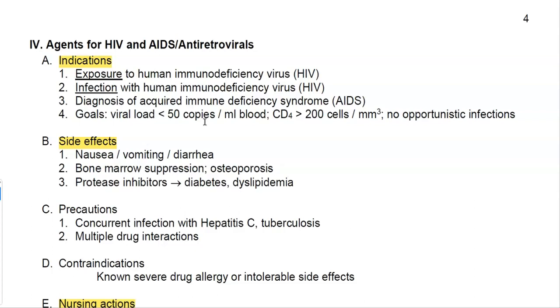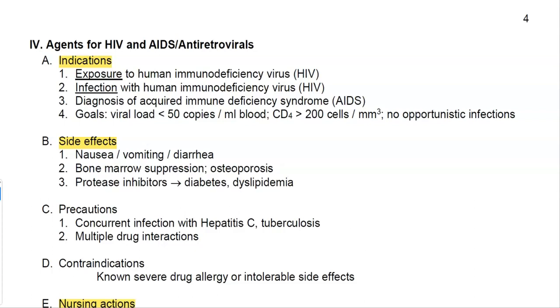Now, in order to be diagnosed with AIDS or acquired immunodeficiency syndrome, you have to have a certain number of your CD4 cells. I don't want to go into so much detail on that because it can get a little bit complicated. But anyhow, the goal for treatment is to have a viral load of less than 50 copies and for CD4 cells to be greater than 200 cells. And hopefully the patient does not develop opportunistic infection, which is quite common among patients with HIV or AIDS.